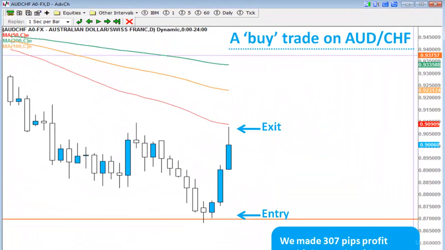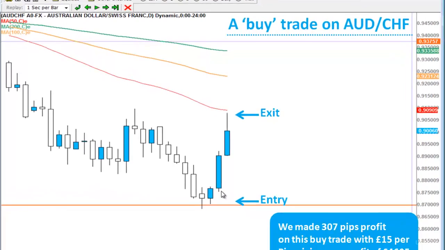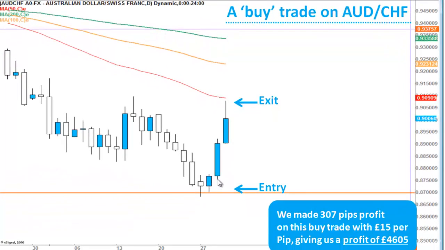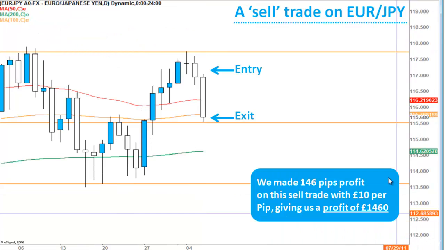And this is just an example of how we can profit from rising markets. This is the Aussie Swiss. We've entered at this level here, and we've exited at the 50 moving average, just in advance of the previous swing high. We made 307 pips profit, and we had a stake size of £15 per pip, and this has given us a profit of £4,605. Not a bad profit, hey?